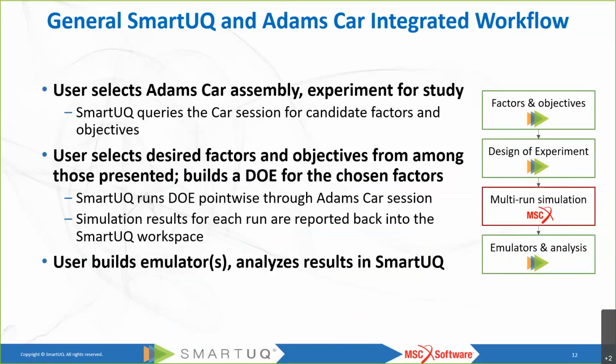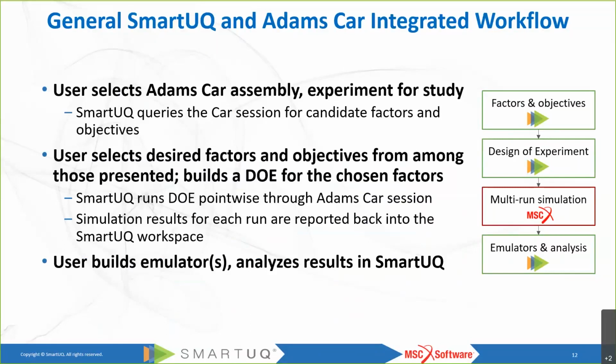And then within that large list of potential factors and objectives, in SmartUQ, the user can search and select the specific factors and objectives that they're interested in using in their study. Now, once SmartUQ has those factors and objectives, you can set bounds for those factors. You can create a DOE within SmartUQ of those factors, and then you can directly send from SmartUQ to Adams Car the DOE so that Adams Car will run the simulations directly that the DOE is prescribing.